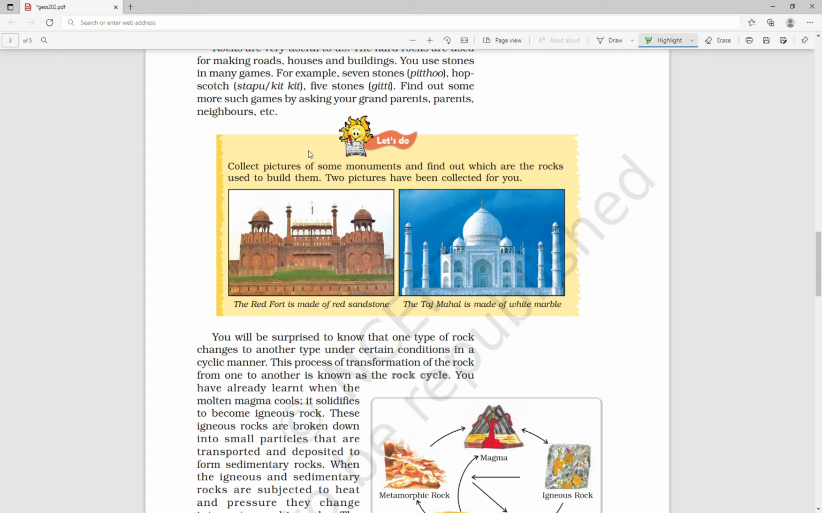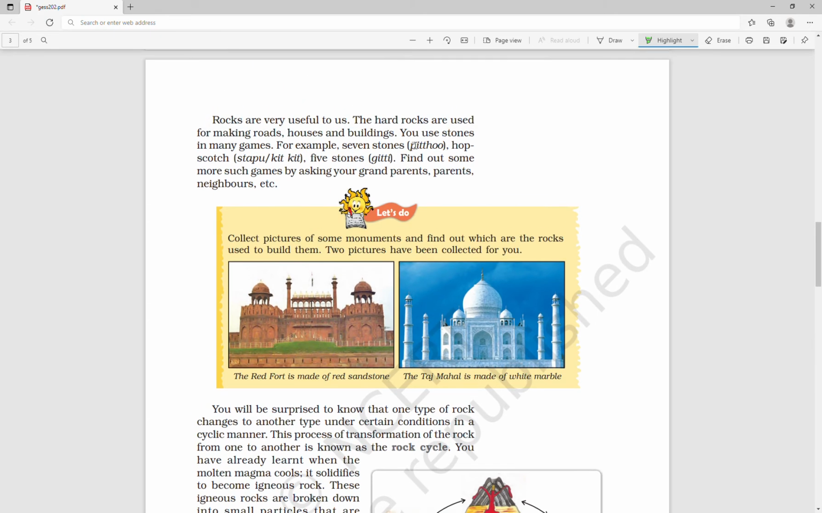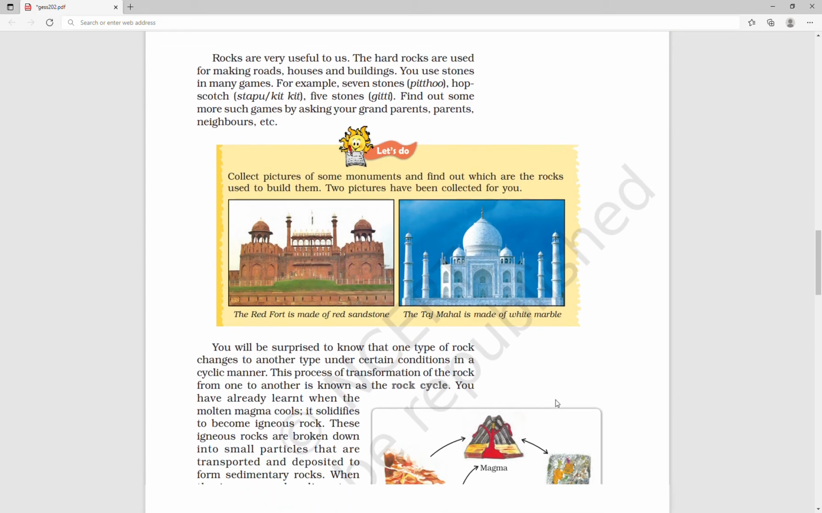But here they say hard rocks are used for making roads, houses and buildings. This is a type of building, the Red Fort, made up of rock. Look, it's made up of red sandstone, and the Taj Mahal with white marble.